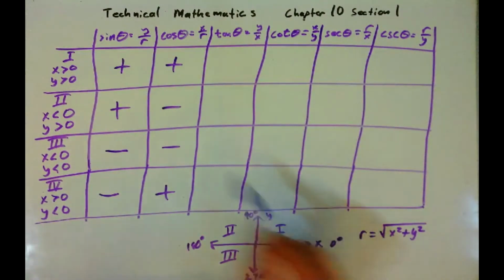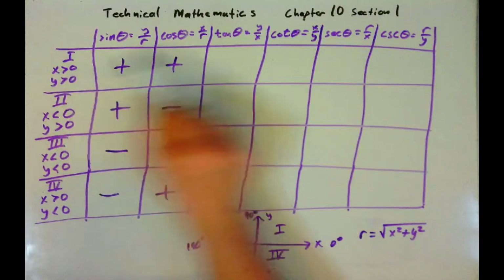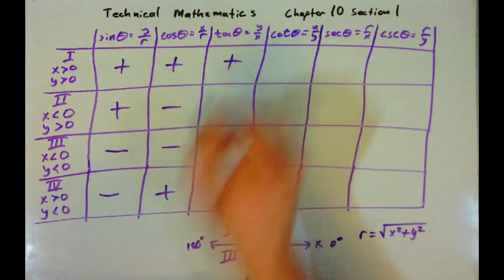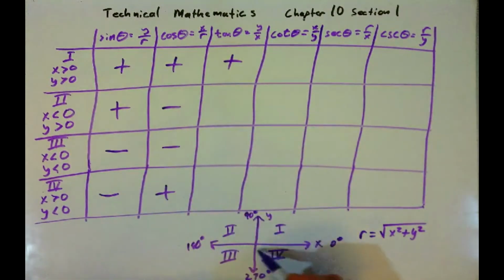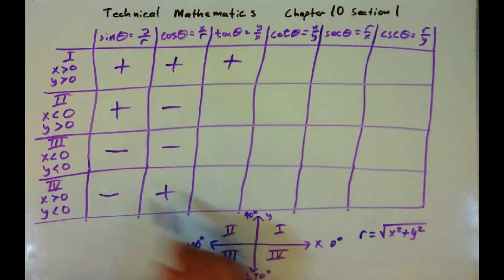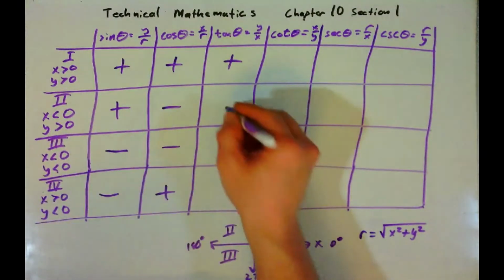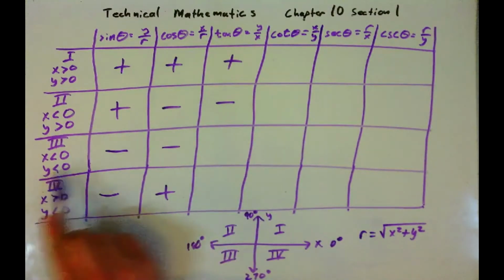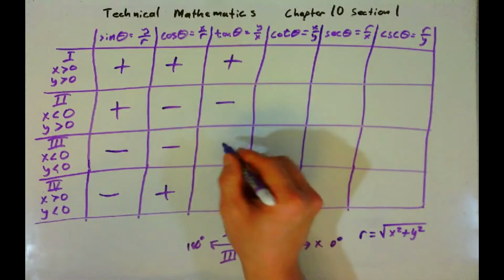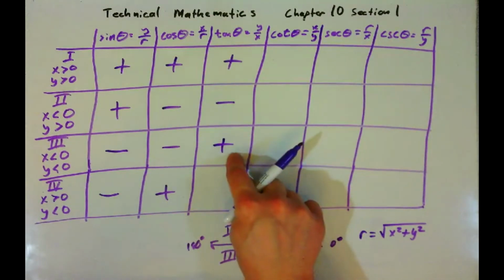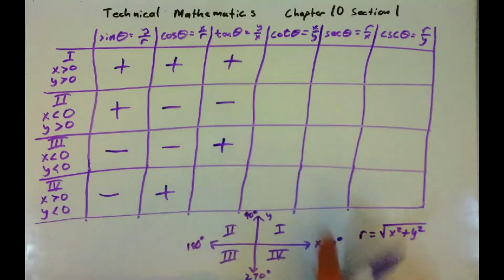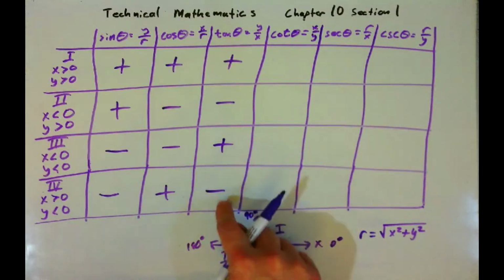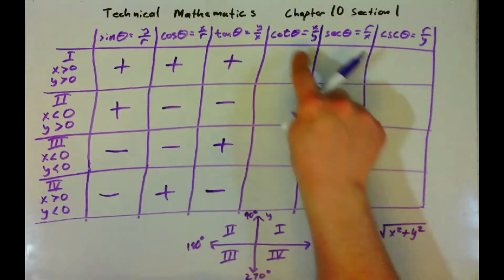The tangent in the first quadrant, x and y are both positives, and so when we divide them we get a positive. In the second quadrant, y is positive but x is negative, and so if we divide a positive by a negative we get a negative. In the third quadrant, x and y are both negative, and so when we divide x and y and they're both negatives, we will get a positive value. And in the fourth quadrant, x is positive and y is negative, and so a negative divided by a positive will give us a negative.